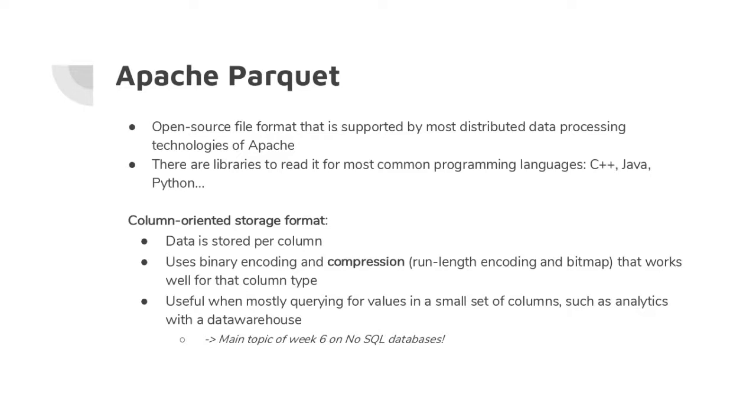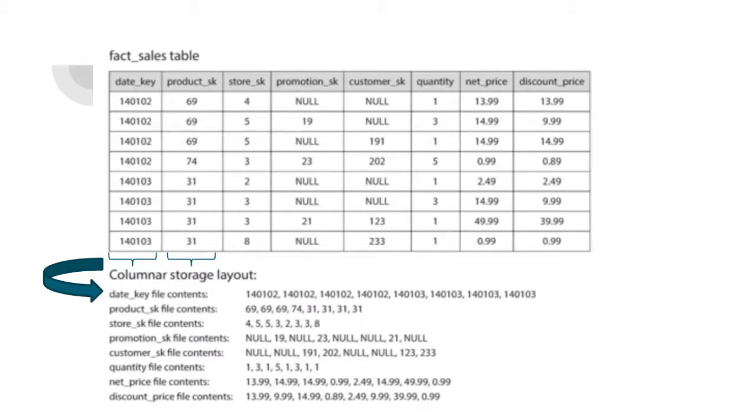And so that's the main topic of week 6 on NoSQL databases. So I have an example here, let's call it an analytic example. Here you have a table with the dates, the code of a product that was bought, the code of the store where it was bought, whether it was a promotion, yes or no, the code of the customer or null if it's not available, how many products were bought, and the net price and the discount price. So that's like a sales table.